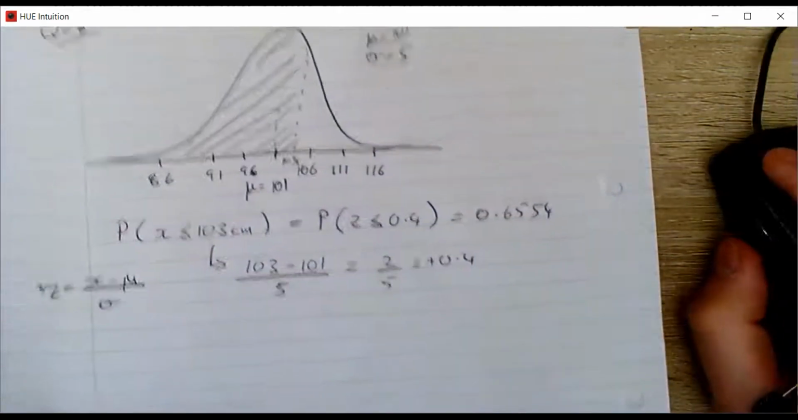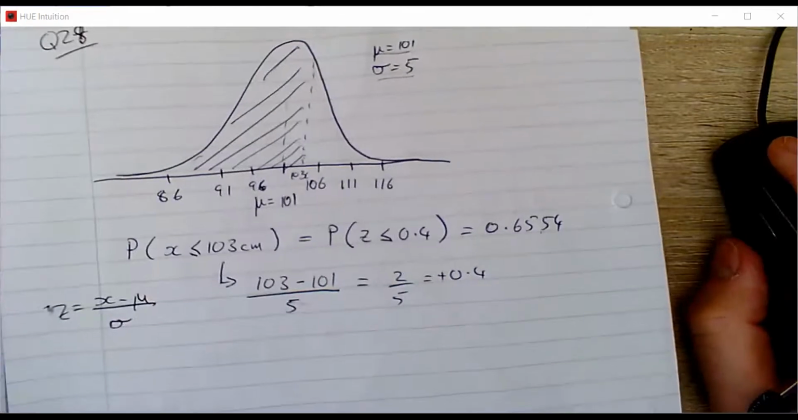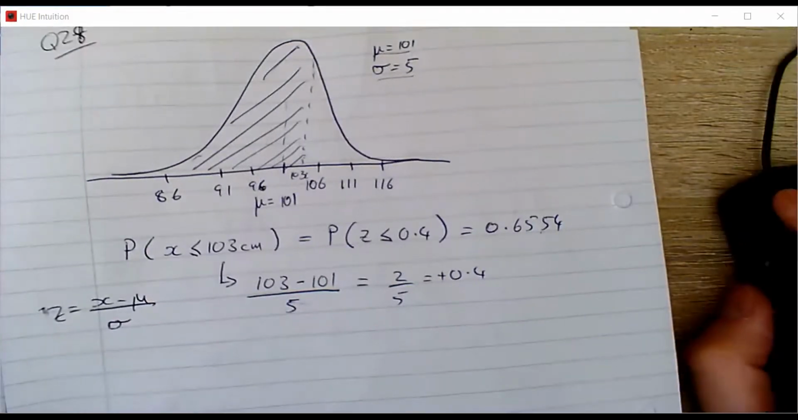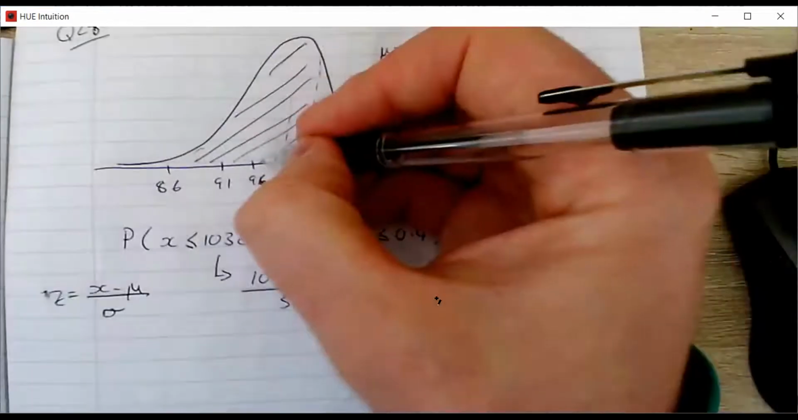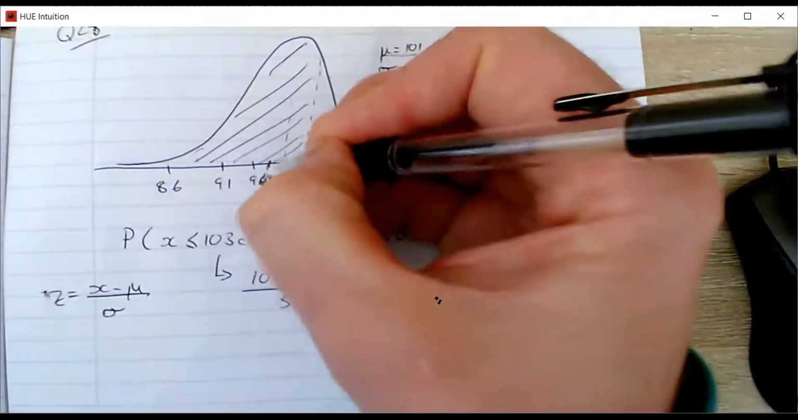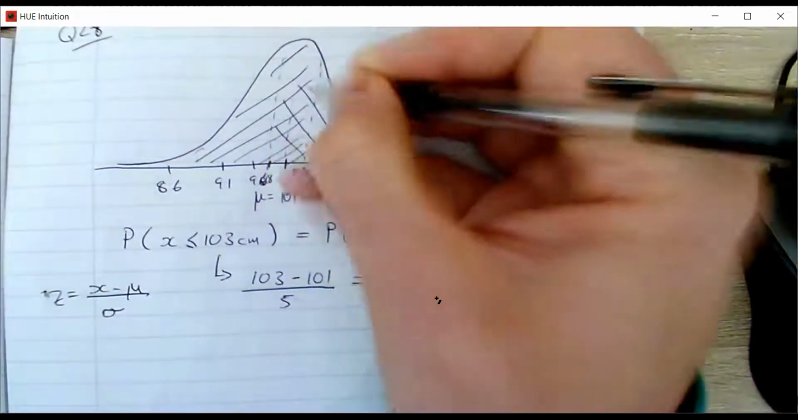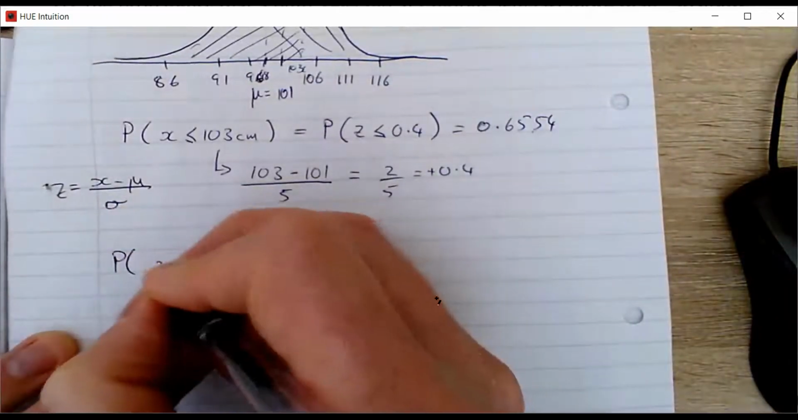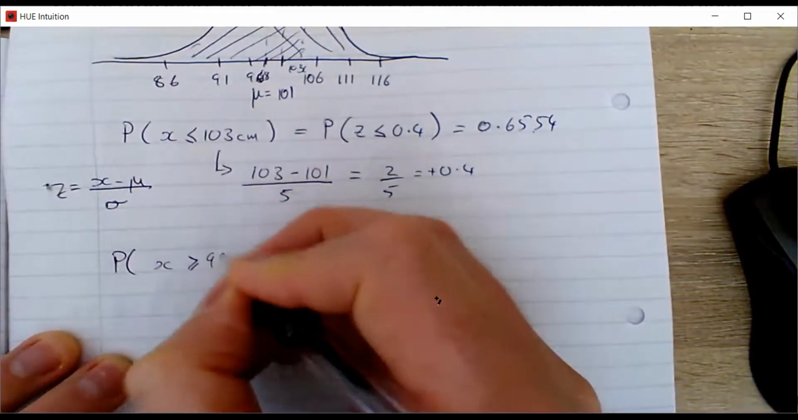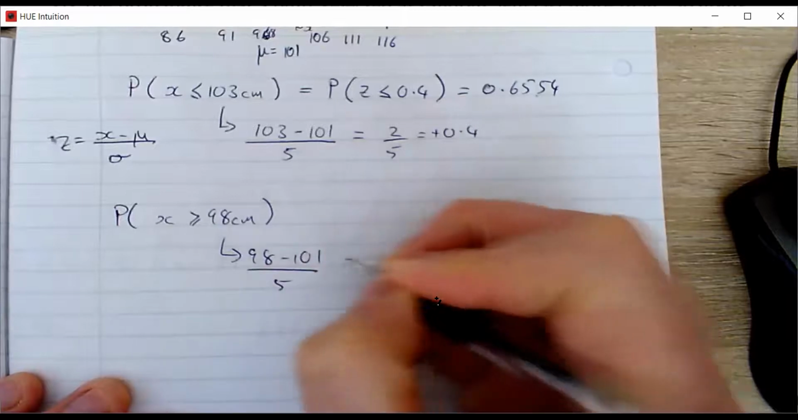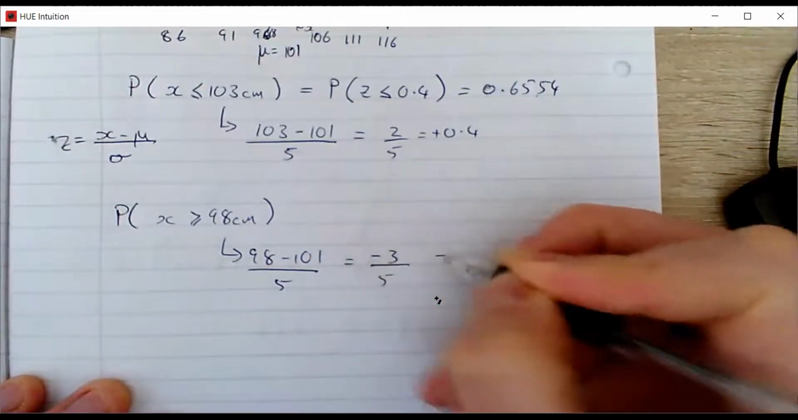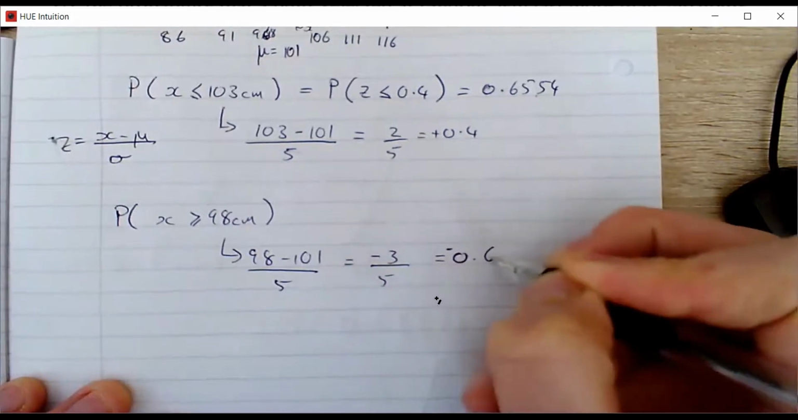The next part of this question then says, what is the probability a randomly selected customer has a chest measurement which is 98 centimeters or more? Okay, so that is a customer here, 98 centimeters, who's below average, but is greater than that 98. Okay, so let's have a look. What's the probability that a customer has a chest measurement greater than or equal to 98 centimeters? You follow the same procedure. Standardize that 98. 98 minus 101 over 5. That's minus 3 over 5, or minus 0.6.